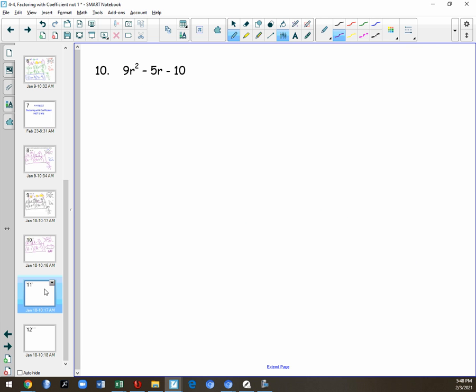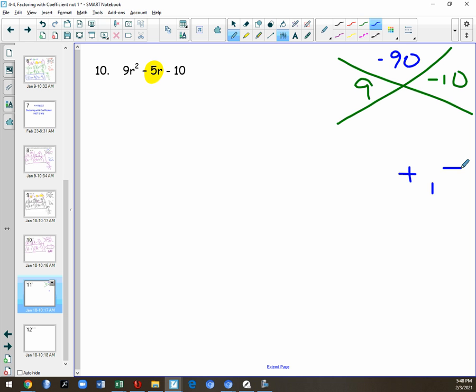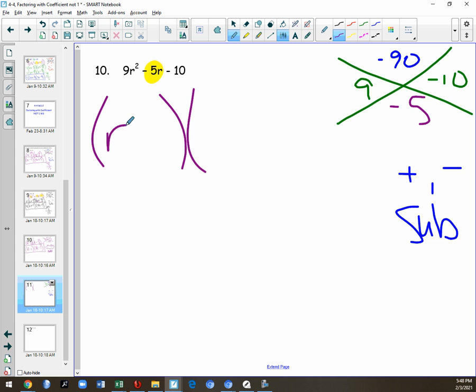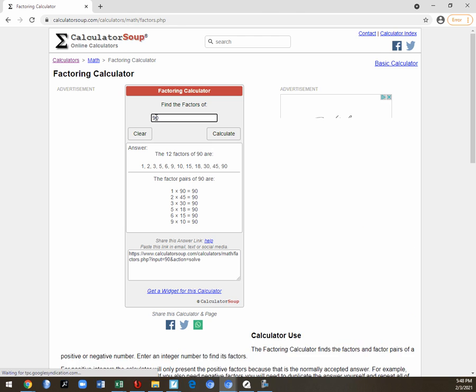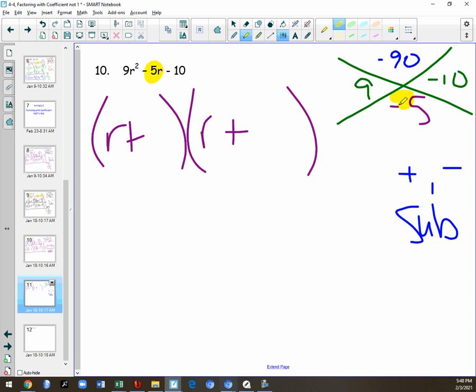Number 10. My smallest number here is going to be a 5. 5 goes into 10, but it does not go into 9. So therefore, I do not have a GCF, which means I'm going straight to my x, using 9 as my A value and negative 10 as my C value to give me negative 90, which means my signs must be opposite, and I subtract, and I need to obtain a negative 5. So I'm going to go ahead and put plus and plus. Now I need to find factors of 90. My factors of 90, put 90 right here, that are going to subtract to give me my number -5.